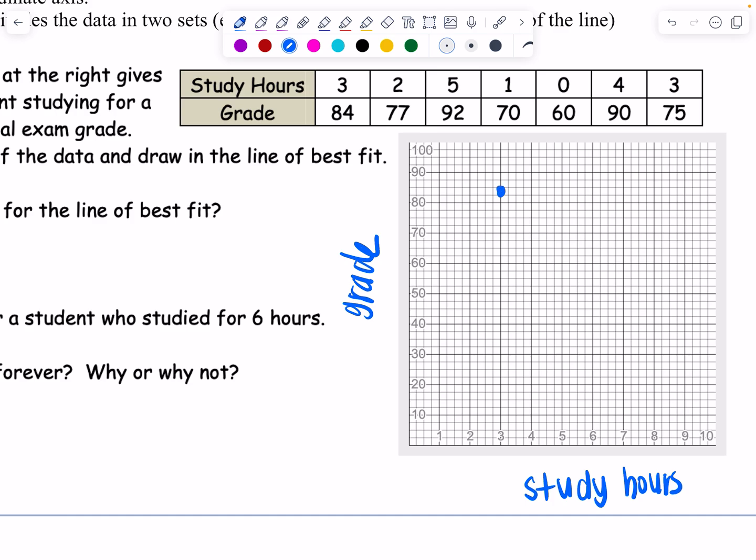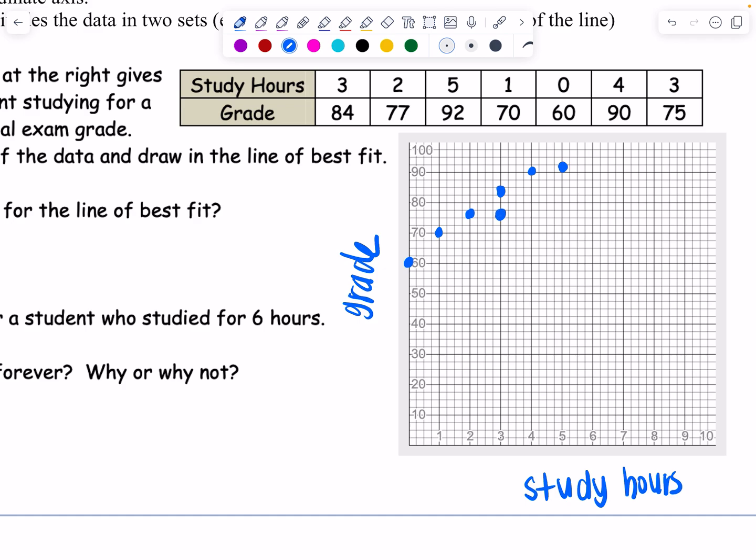Three hours is 84 on the test. Somebody got a 77. The person that studied for 5 hours got a 92. The person that studied for 1 hour got a 70. The person that studied no hours, 0 hours, got a 60, so they showed up and passed the test. The person that studied for 4 hours got a 90, so this is looking pretty much like a straight line so far. And then the person that studied 3 hours got a 75.